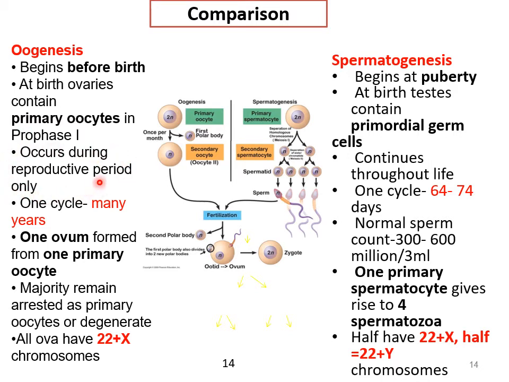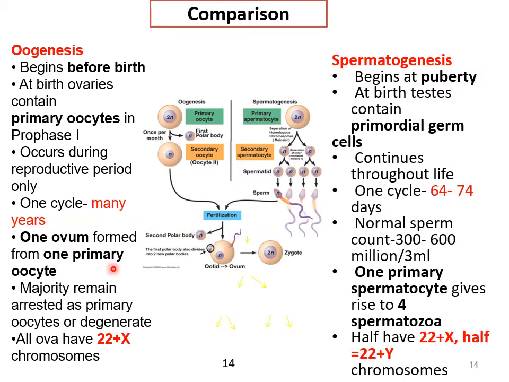Oogenesis is limited because it will begin further at puberty and only during the reproductive lifespan of a female, whereas spermatogenesis continues throughout life. So even a 90-year-old continues to produce sperms. The one cycle is much shorter. It takes about 64 to 74 days, whereas one cycle of oogenesis takes many years.